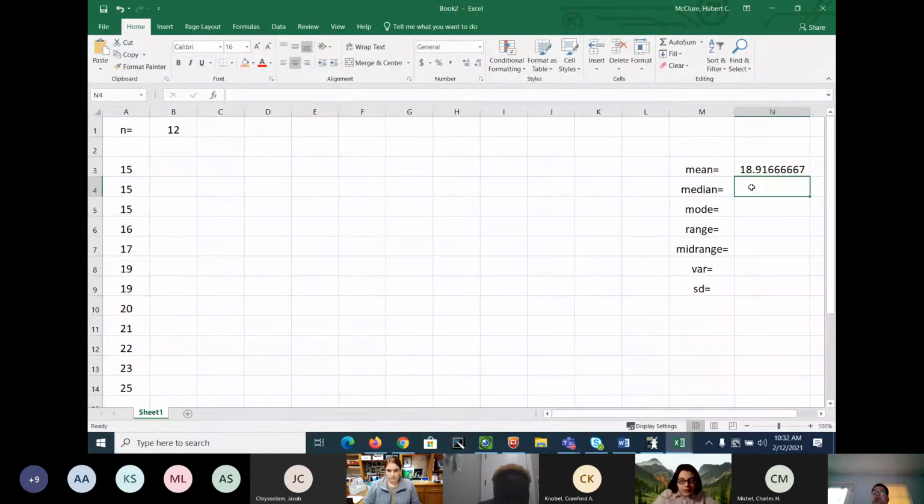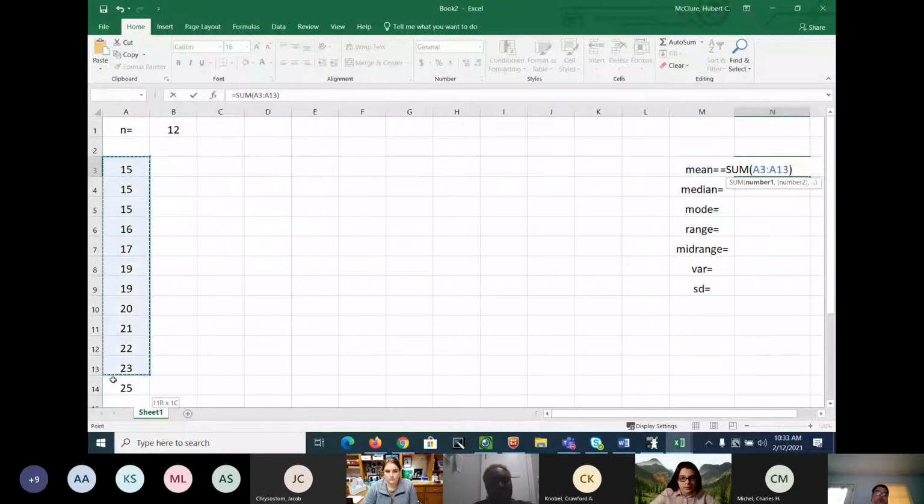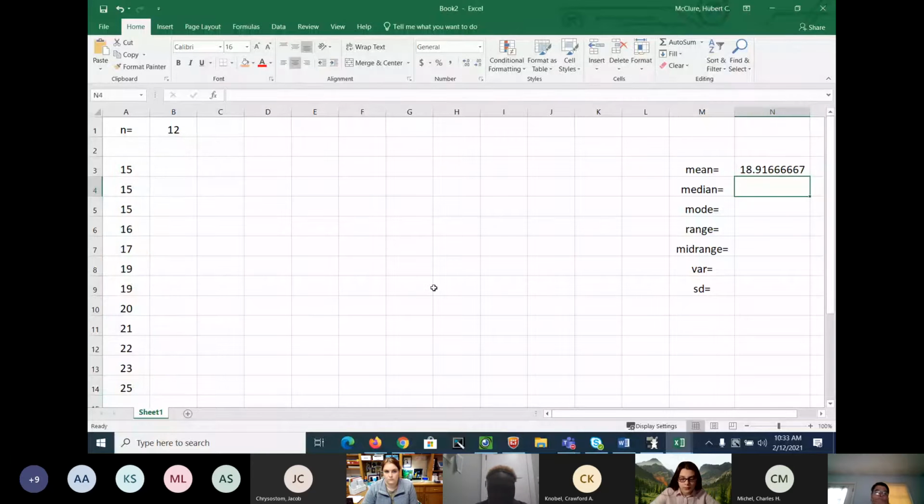And check that number, 18.91666667. Is that what everybody got? Mr. McClure. Yes, sir. Could you show me real quick how you did that in Excel? You hit the summation button right there. You highlight those numbers. Go up to the formula bar and hit divide by 12, and hit enter. Thank you.